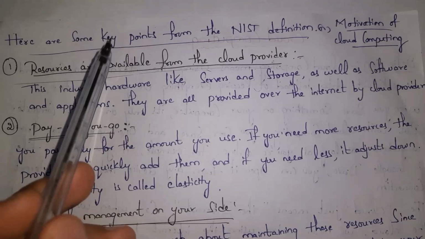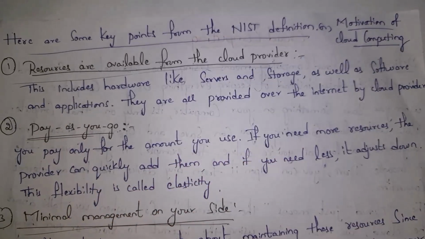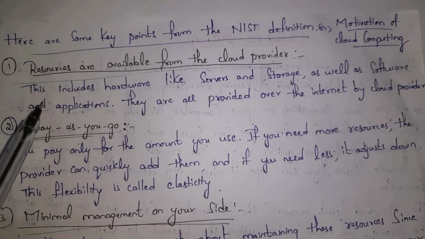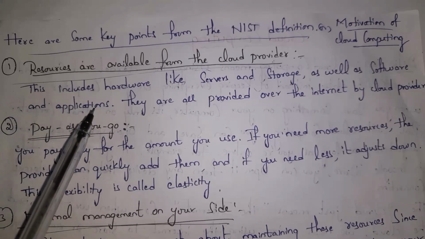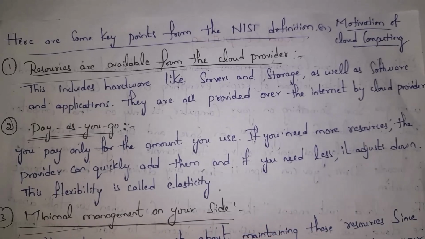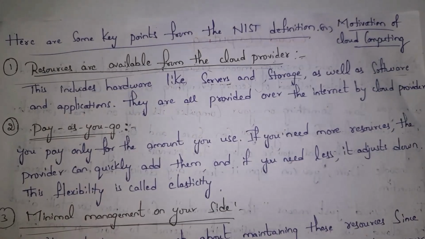These are some of the key points of the NIST definition, or you can also call it the motivation of cloud computing. And the first one is resources are available from the cloud providers. This includes hardware like servers and storage, as well as software and applications. They all are provided over the internet by cloud providers. I want one server for rent. So it is the cloud provider's responsibility to provide the server for you. Not only servers, storage, software, whatever you want, it is provided by the cloud provider.